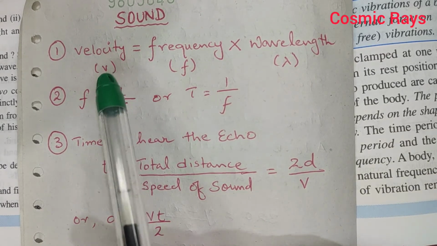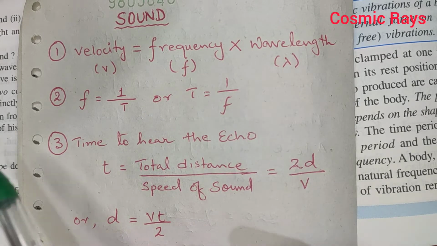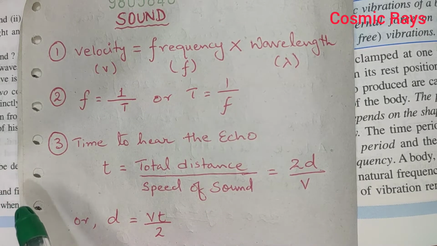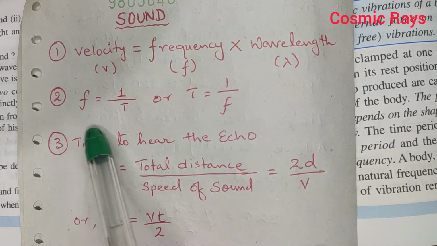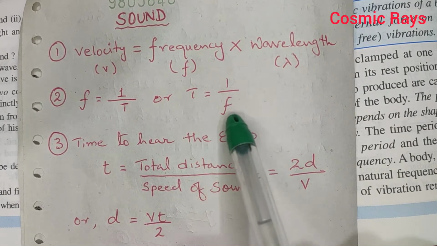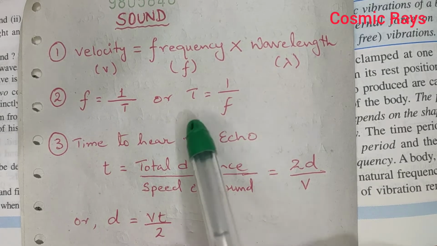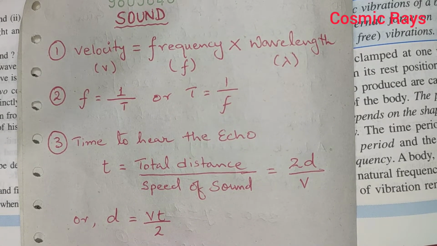The first one is velocity is equal to frequency multiplied by wavelength. This you are doing in this chapter, but if you remember, you have done it in class 9 as well. Then frequency is equal to 1 by time period, or time period is equal to 1 by frequency. They are the reciprocals of each other. This also you have done in the first chapter of class 9 when you were doing the topic simple pendulum.